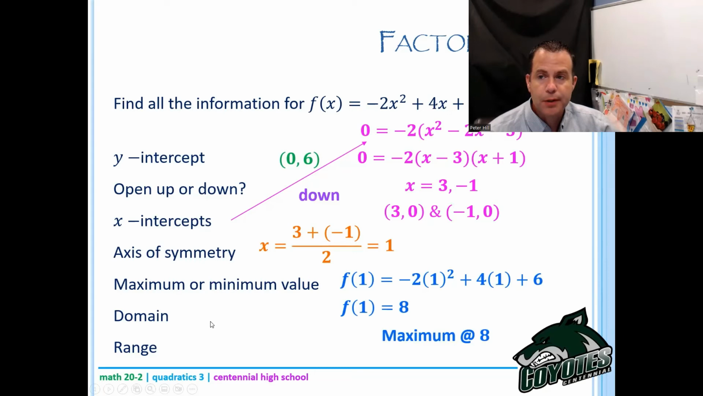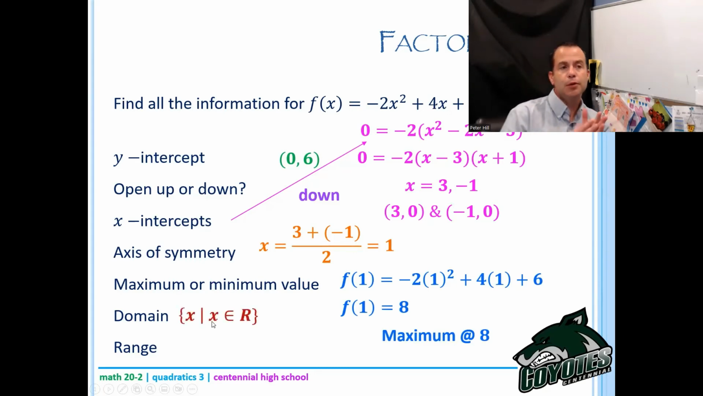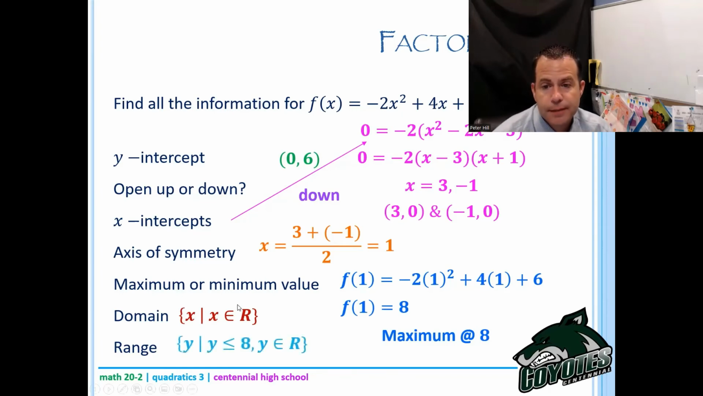My domain will be real. All domains of quadratic functions are real. And my range, remember, we just said we have a maximum at 8, so it'll be 8 and down. So we say y is less than or equal to 8, y is a member of the reals. Okay, now we're going to draw this.